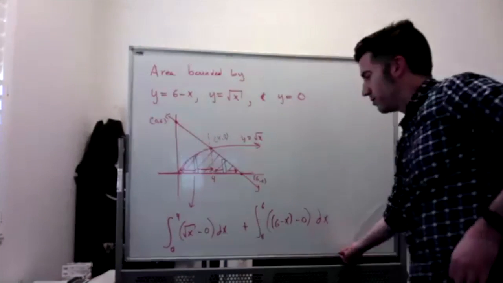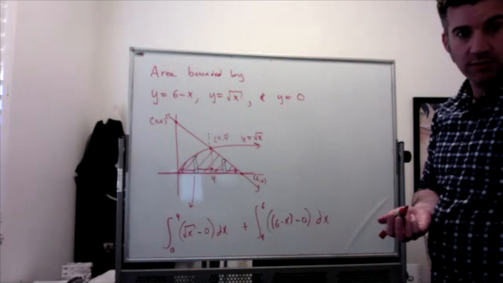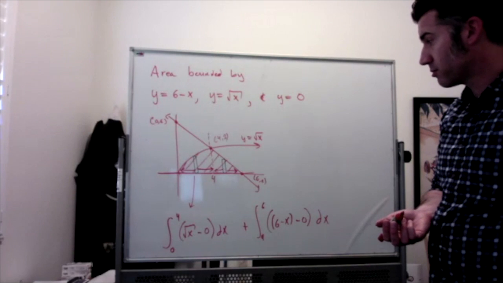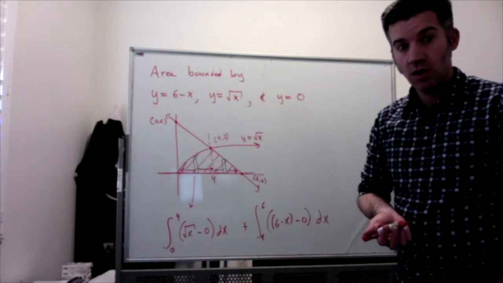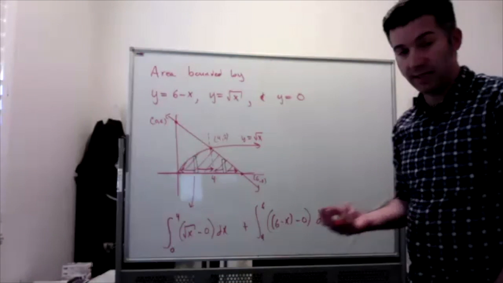Professor? Yes. So how did you get square root of x minus 0 and 6 minus x minus 0? Shouldn't it be like f of b minus f of a, or like top to bottom and then bottom to top? And that's exactly what we have.